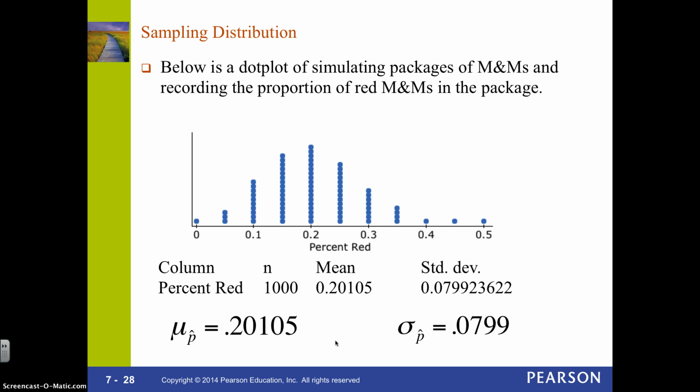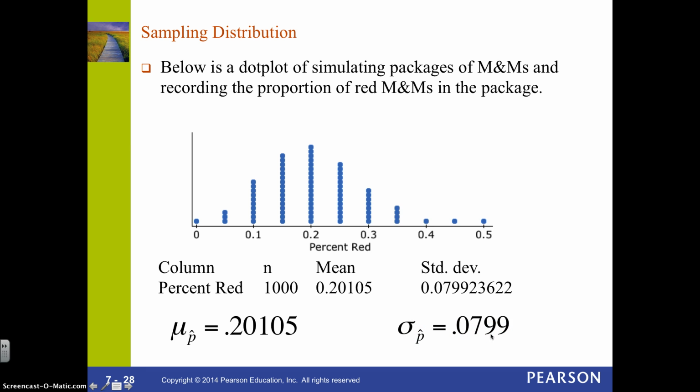Again, I don't have a complete sampling distribution because I've only done 1,000 samples. These all are size 20. If you notice, this mean comes out very close to 20%, and that's the population mean of my sample proportions. My standard deviation, which would be called my standard error, is about 8%.